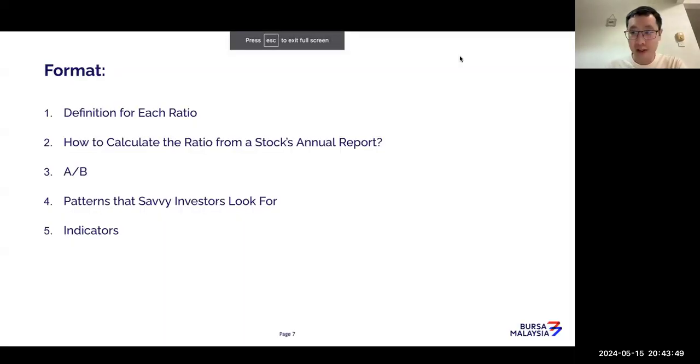So this is how we are going. This is the format for this online workshop. Number one, I'm going to give you the definition for each ratio. Number two, I'm going to share with you how you can calculate all these 5 ratios from a stock's annual report. Number 3, we're going to do the A/B testing. Number 4, we're going to look at patterns that savvy investors will be looking for. And the 5th one, we are going to talk about the meaning behind all these ratios. That's where the indicators come in. All right. So these are the format, and let's get into it.